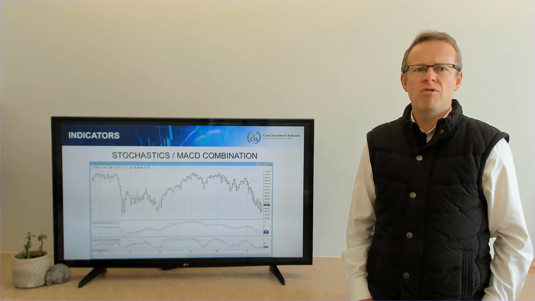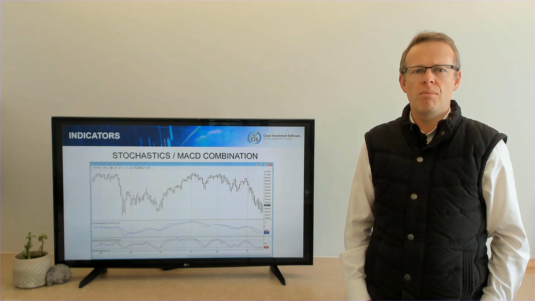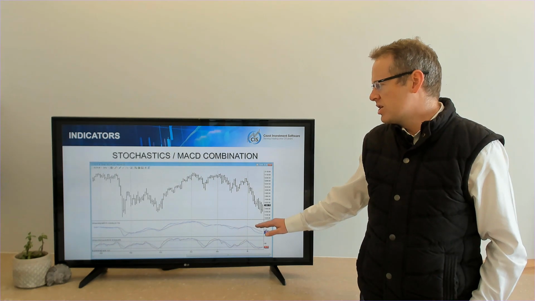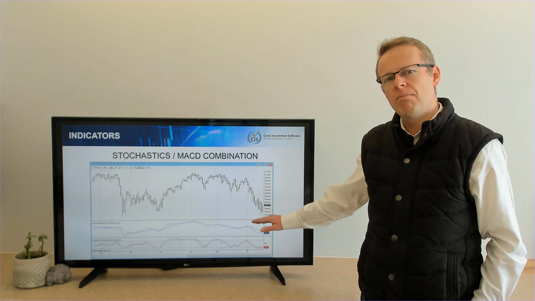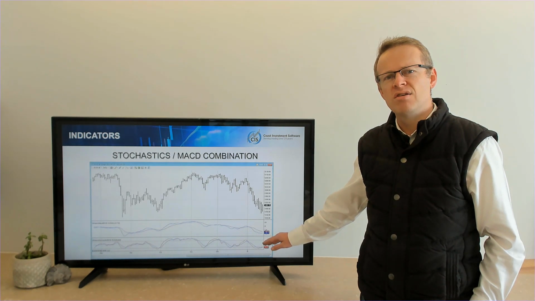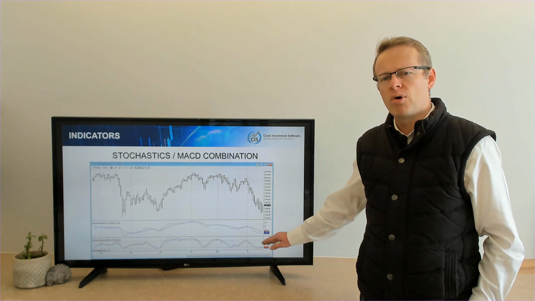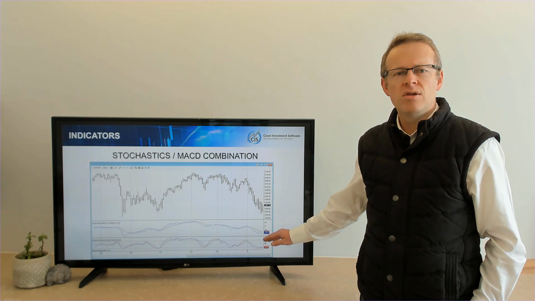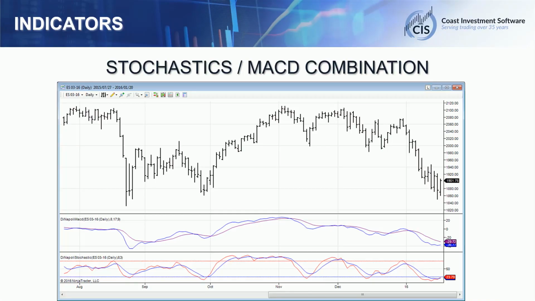And then moving on to the stochastic MACD combination. So what you have on this chart is a MACD, which is a slower indicator at the bottom, and you have the stochastic, which is quite a fast and sensitive indicator at the bottom. Sorry, that one at the top, this one at the bottom. So if we zoom into this, you can see it more clearly, and you can see how slow the top indicator is and how fast and sensitive the bottom one is.